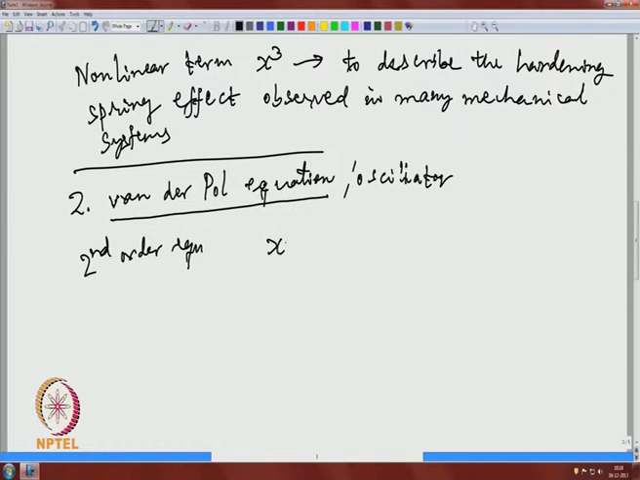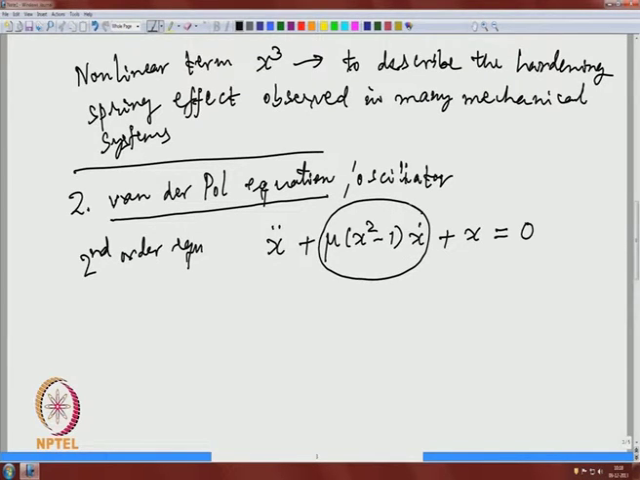So, given by x double dot plus mu times x square minus 1 times x dot plus x is equal to 0. So, this is unforced. Okay. So, there have been many studies even with periodic forcing term. I will give some reference. So, when mu is 0, you see that this term vanishes and you get back our simple harmonic oscillator.